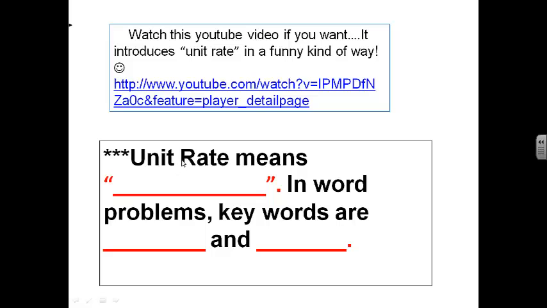Unit rate means per one. In word problems, when you see the keyword each or per, we're talking about a unit, which means one, a unit rate. So we're going to do a lot of examples of what unit rate means.